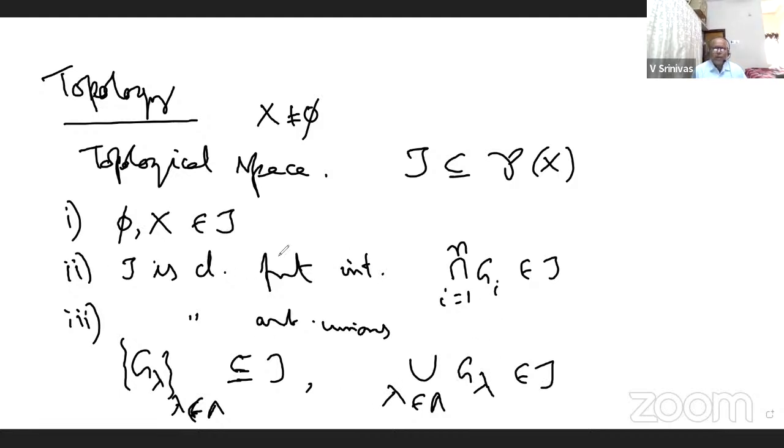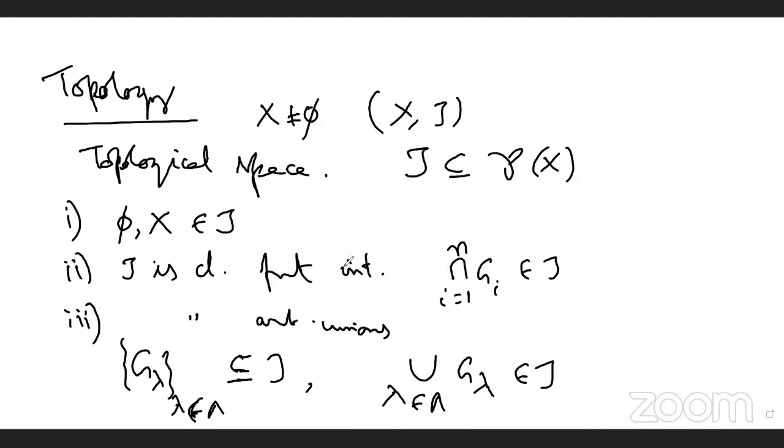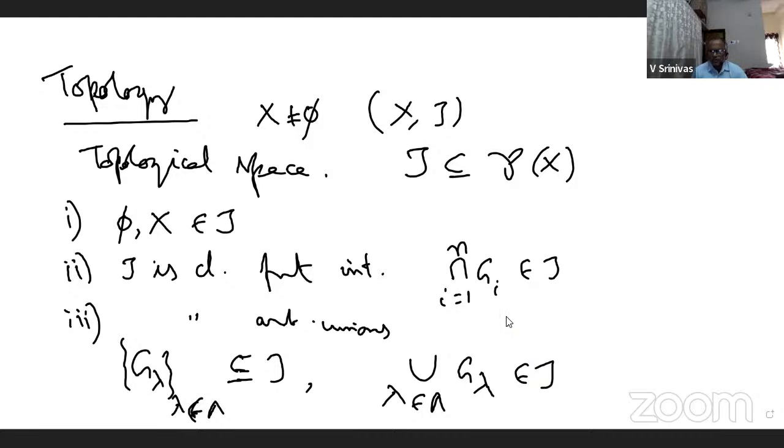These three properties together make this tau a topology on capital X, and we say X equipped with this tau is a topological space. This is what we mean by a topological space. And in the last class, we looked at various examples of topological spaces. The first one is the indiscrete topology.